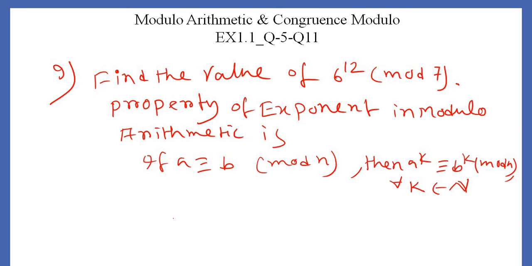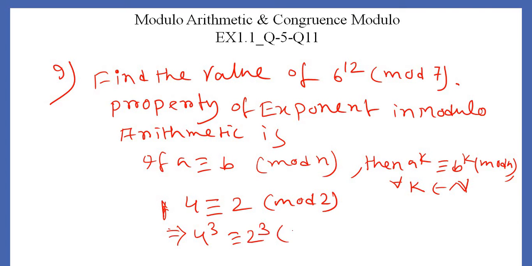For example, we know that 4 congruent to 2 mod 2, right? And you can write it as 4 cube congruent to 2 cube mod 2. 3 is a positive integral value, it belongs to the natural number set.